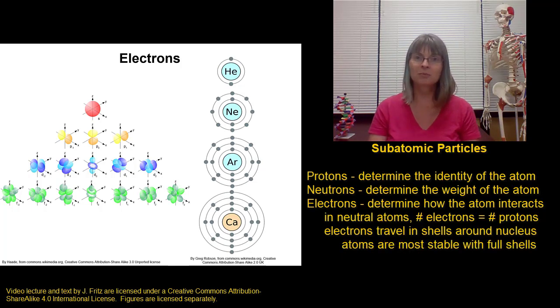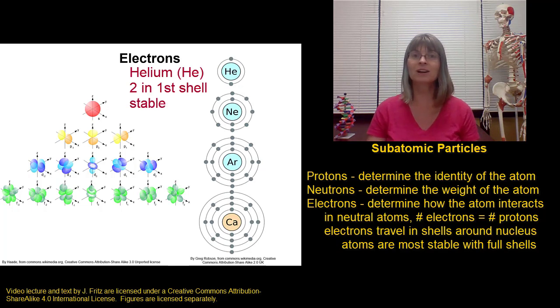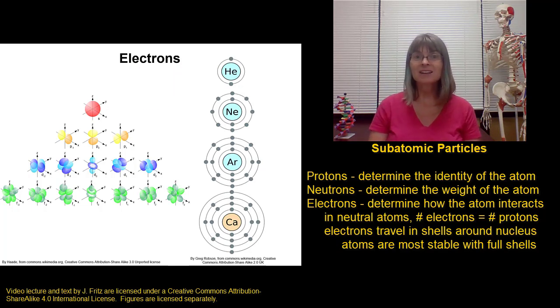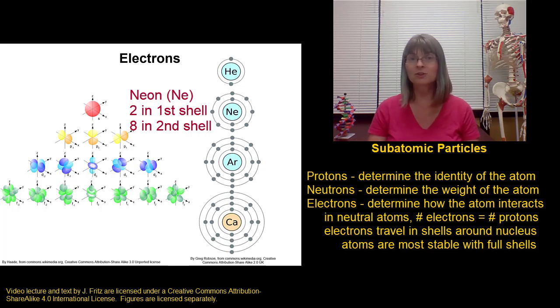The reason these shells are important is because atoms like to have full shells of electrons. If you have a full shell, that makes the atom more stable. So for example, helium has 2 electrons. Those 2 electrons go into the first shell. Helium has a full outer shell of electrons, and it's nice and stable. Neon has 10 electrons. The first 2 go in the first shell, the next 8 go in the next shell. That gives it a full outer shell, and neon is a nice and stable atom as well.